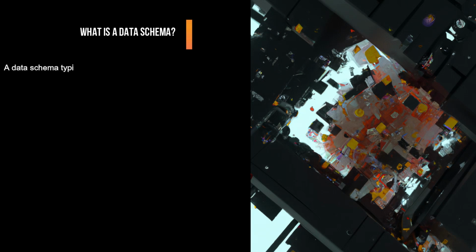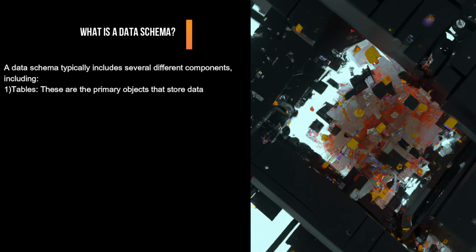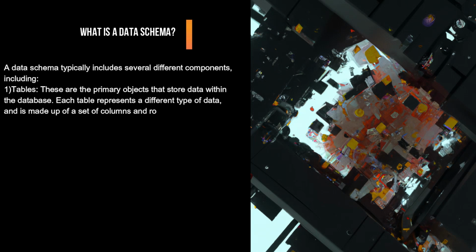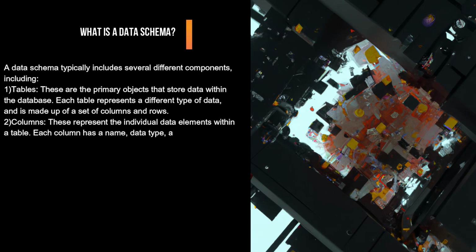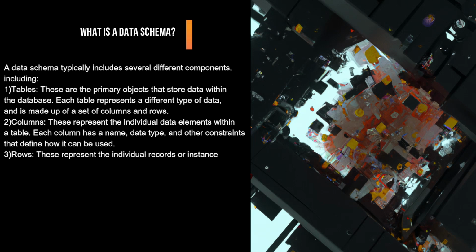A data schema typically includes several different components, including: 1. Tables. These are the primary objects that store data within the database. Each table represents a different type of data and is made up of a set of columns and rows. 2. Columns. These represent the individual data elements within a table. Each column has a name, data type, and other constraints that define how it can be used.